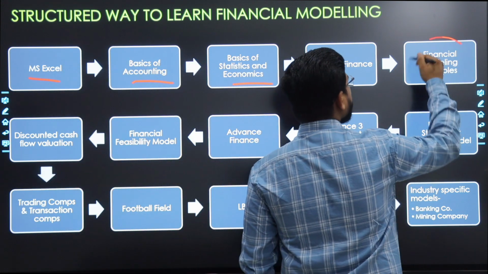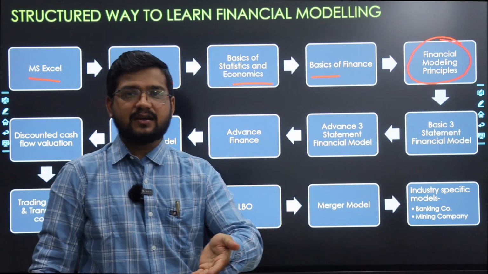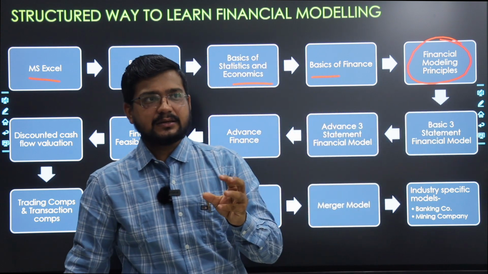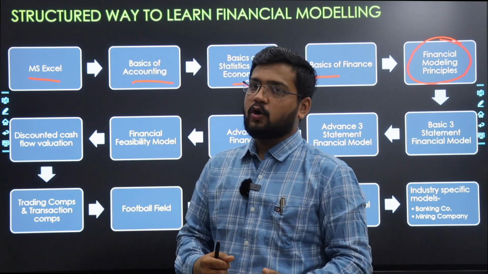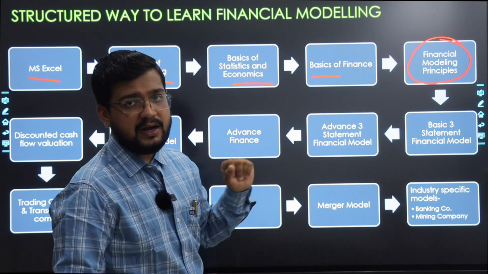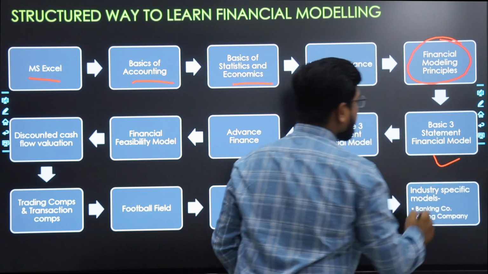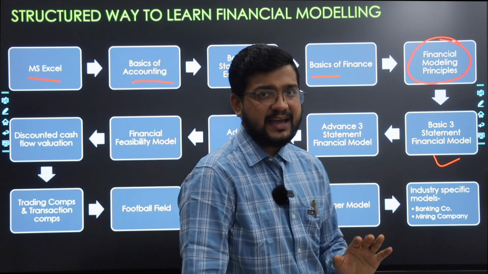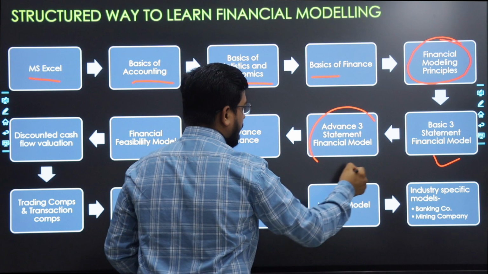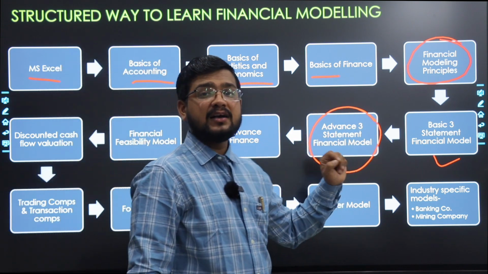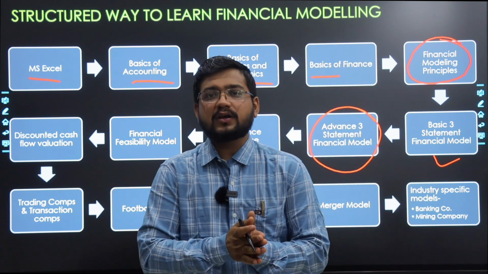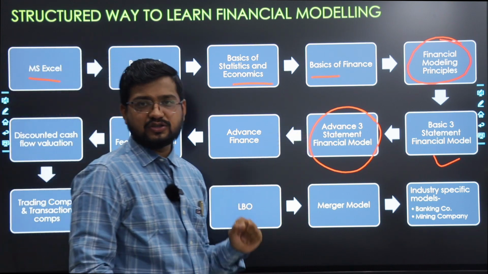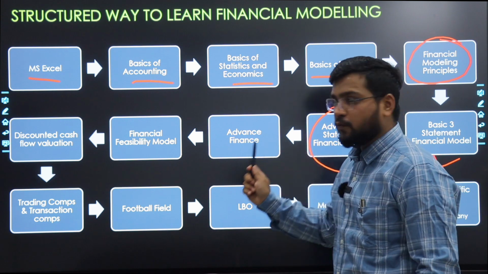Then you learn about modeling principles. Like accounts have their accounting standards, tax has its tax codes, financial modeling as a subject also has its own principles. The best ways you should follow to prepare financial models are the financial modeling principles. Learn about them. Then you move ahead and try to prepare your first 3-statement financial model in which you are just forecasting P&L, balance sheet, cash flow. Then, moving ahead, you can increase the difficulty level and prepare an advanced 3-statement financial model in which you are forecasting P&L, balance sheet, cash flow and working capital schedule, debt schedule, fixed asset schedule and other schedules related to a particular company. Now you move towards advanced finance.